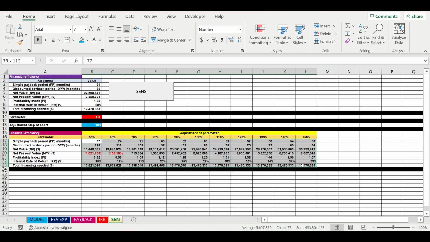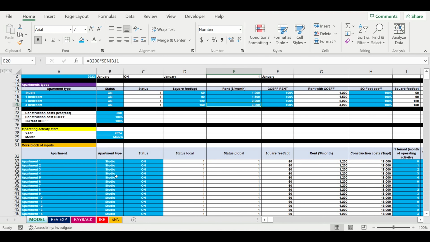This can show the business owner the strengths and the weaknesses of his business idea. He can add this parameter to any inputs and see how it affects the simple and discounted payback period, the internal rate of return, and the amount of financing that he needs.